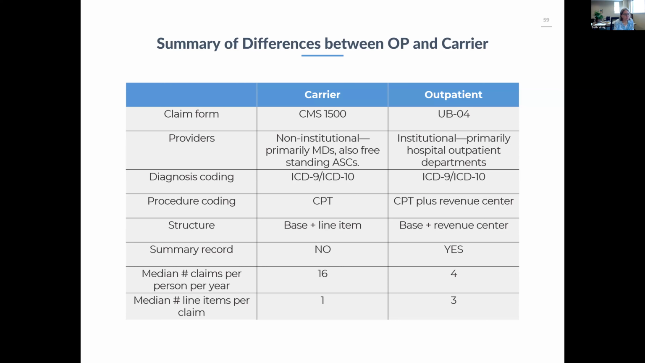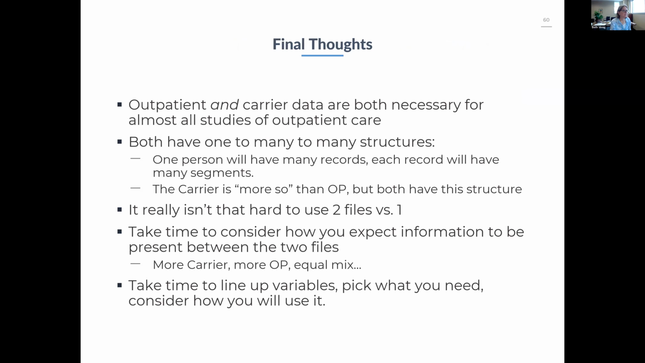But this is where the carrier starts to explode on us. The median number of claims per person per year in the carrier file is 16 compared to 4 in the outpatient. So you can see why those files are so much bigger. Though I actually find it quite interesting that the median number of lines per claim in the carrier file is 1 compared to 3 in the outpatient. But do remember the 3 in that median does include the base file. So at least slightly, when there is a record in the outpatient, there's going to be more going on than when there is in the carrier, but there can be many, many more records in the carrier. So that is the difference between the two, sort of in a nutshell as you're thinking about them.